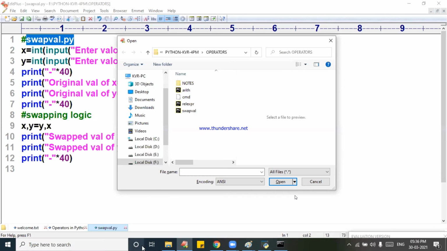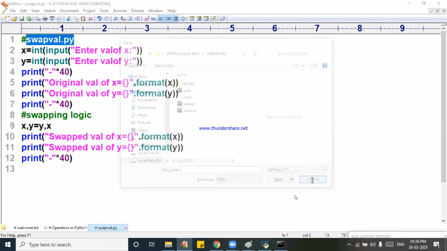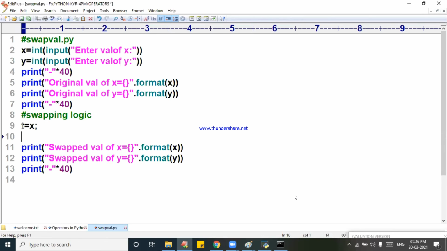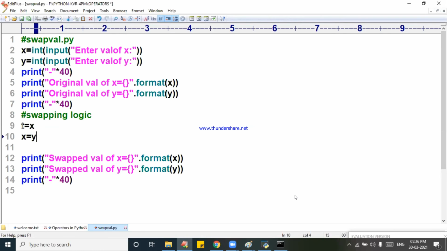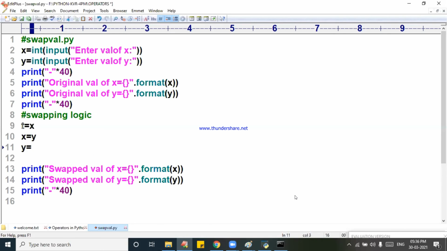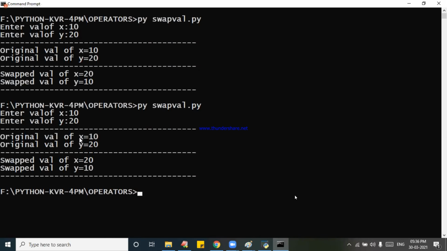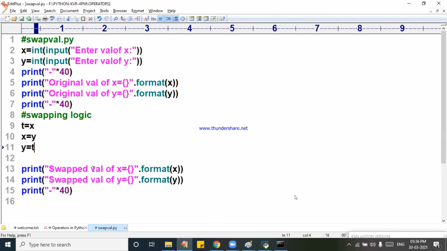One more logic which we already discussed in the class: t is equal to x, x is equal to y, y is equal to t, with a temporary variable. This is also another logic. X value 10, y value 20. I got 10, 20, 20, 10. This is one logic we did.